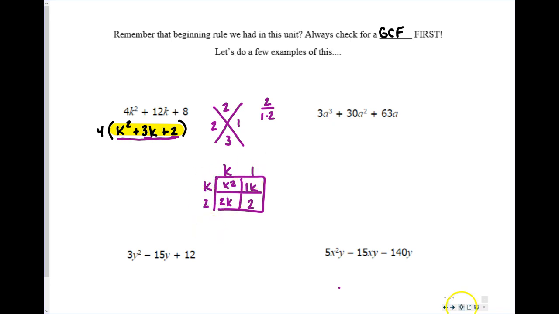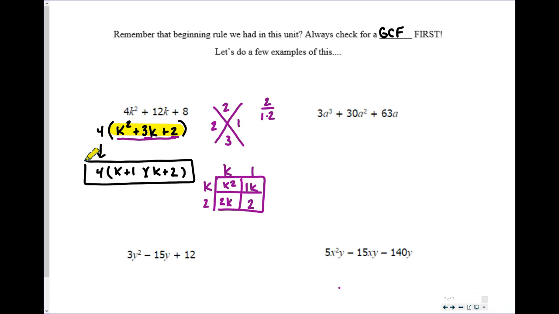Now when you go back to write your final answer, you have to bring down the 4 in front of it, or you will be wrong and I will take off points. Okay, the 4 has to stay, it is part of your final answer, and then you break this up into its 2 binomials. Okay, this is your correct answer. Alright, the 4 is included.